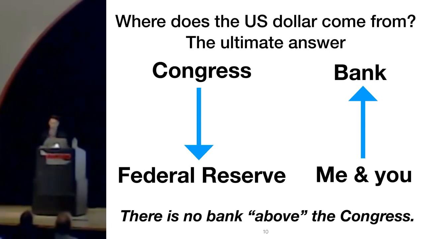A critical distinction is that the Congress has no bank that they go to, that they ask for money. We go to a bank and we ask for money, and if they feel like we can handle it, they give us a loan. The Federal Reserve is the bank of the country, but they only work at the command of Congress. This is a critical distinction. There is no bank above the Congress.